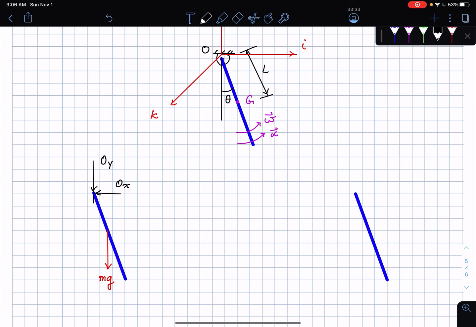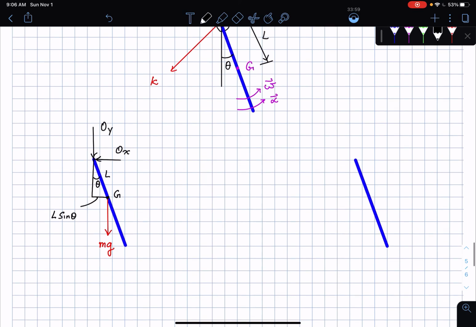So I can write this down here. This is the angle theta, so that I know the distance from here to there. This is the point G where the weight of the bar is acting. The weight of the bar always has a line of action passing through the center of mass. This distance is capital L, so this is going to be L times sine theta, as you know. All right, so these are the forces on the free body diagram.